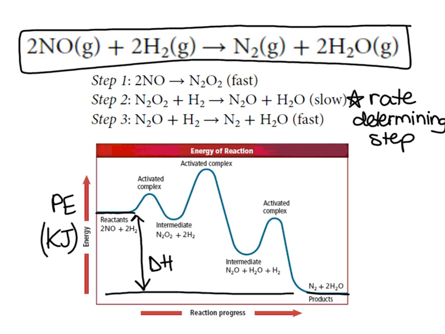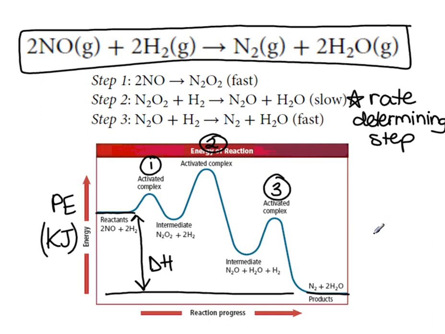So that hasn't changed with this type of diagram. But what you might notice, something that's different, is there's more than one hill. So far we've only seen one hill in our potential energy diagrams. So there's three: first hill, the second hill, and the third hill. So what's going on here?